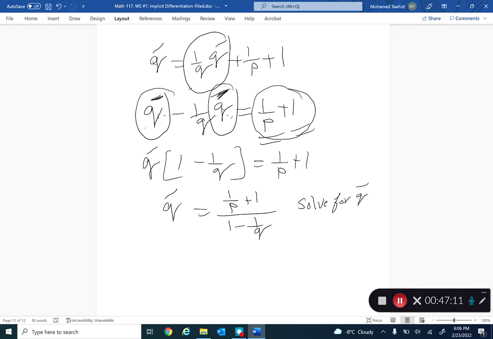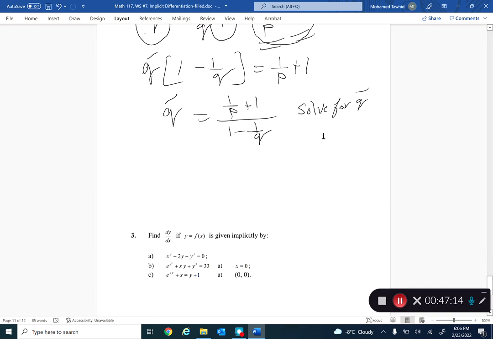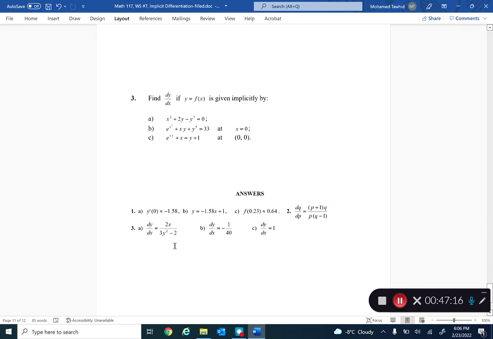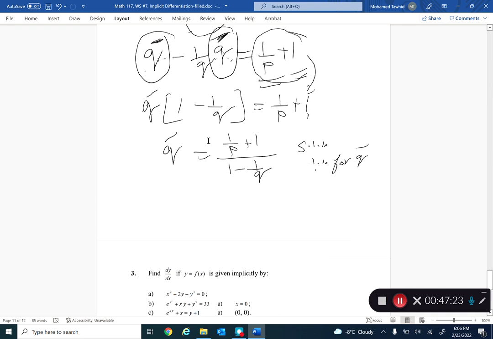So that is very much implicit differentiation. I have the key solution here, so you can practice by yourself to finish this kind of problem. All right, guys? So I will stop here.